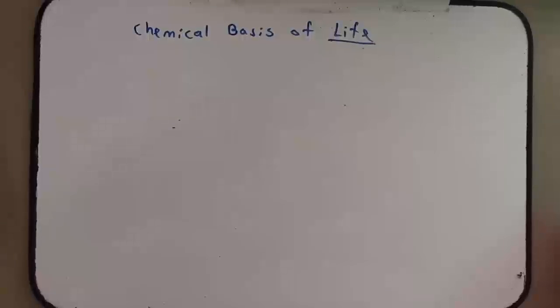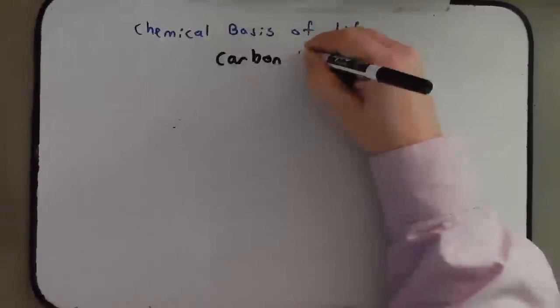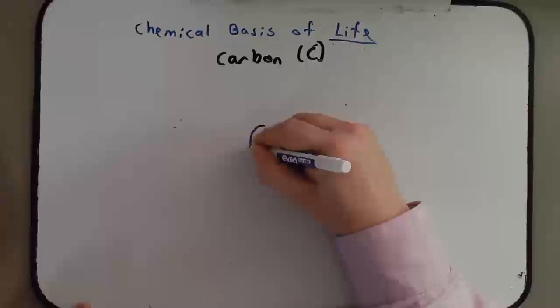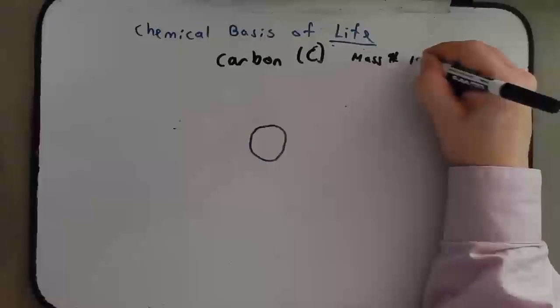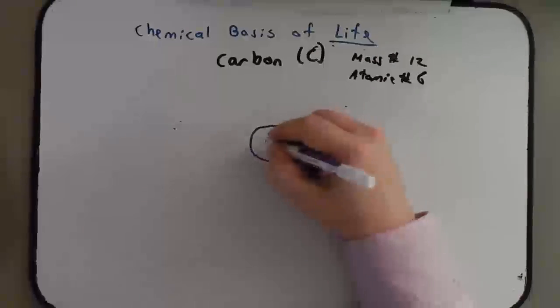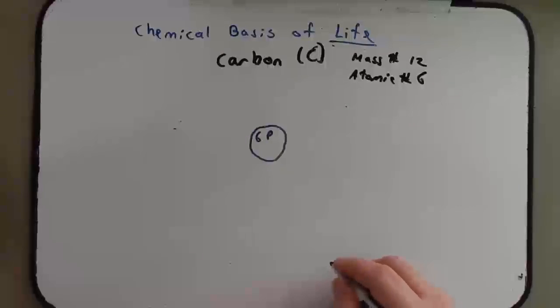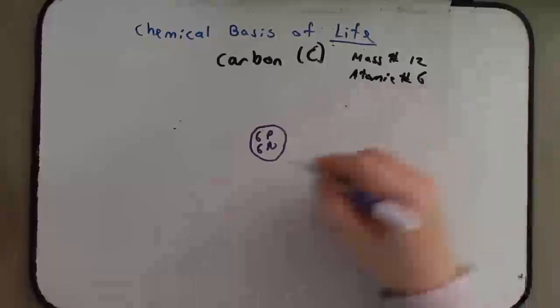Okay, now let's look at the structure and organization of protons, neutrons, and electrons within an atom. So let's begin by looking at carbon. Carbon is abbreviated as just a capital C. And remember that within the nucleus of the atom carbon will be the protons and neutrons. The mass number for carbon is 12, and the atomic number is 6. Because of that, we know we have 6 protons because of the atomic number, and we know we have 6 neutrons. 12 minus 6 gives us 6.